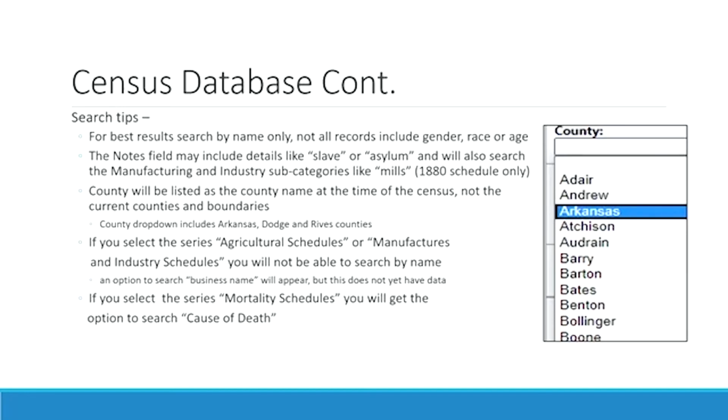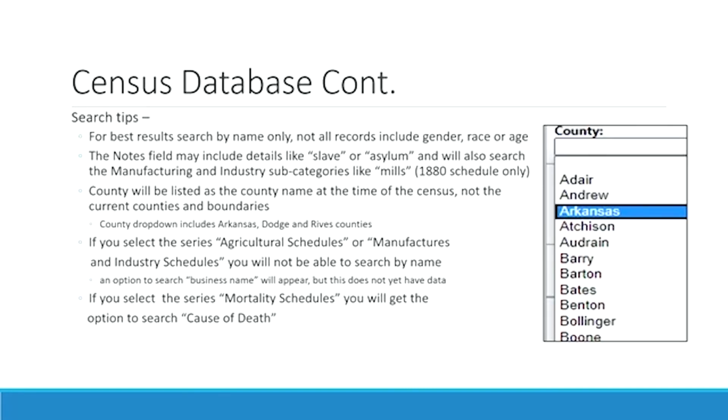So if you're indexing or looking at the Callaway County census, you'll come across all the people who are residents of the asylum in Fulton. And that might exist in other counties as well, depending on the year of the census. But the notes field will also search the manufacturing and industry subcategories. So if you just want to browse all the manufacturer schedules for 1880 related to flour mills, you could type in flour mill and view all the counties that have a flour mill schedule.